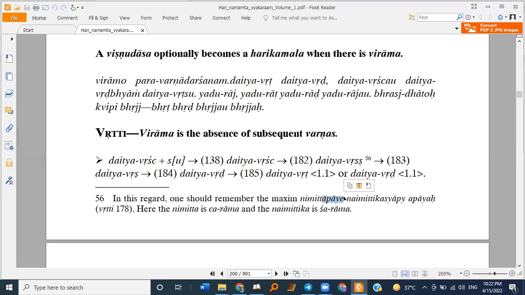Apaya is like removal, disappearance. So when the cause is gone, then the effect, naimittikasya, also disappears. So here, in nimitta paaye, a saptami vibhakti is used. Yeah, so it's correct? Like nimitta paaye sati. It's a sati saptami, but sati is not explicitly mentioned. Sati is very rarely mentioned whenever it is used. It has to be understood.